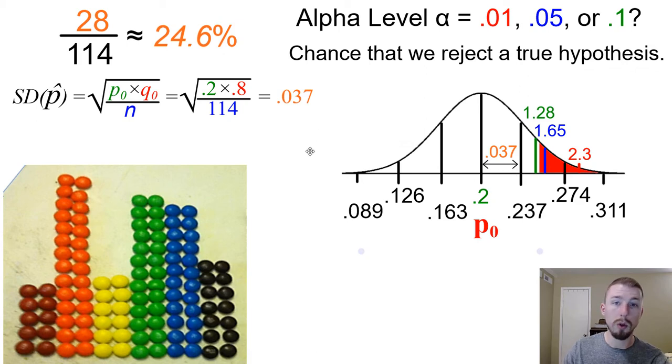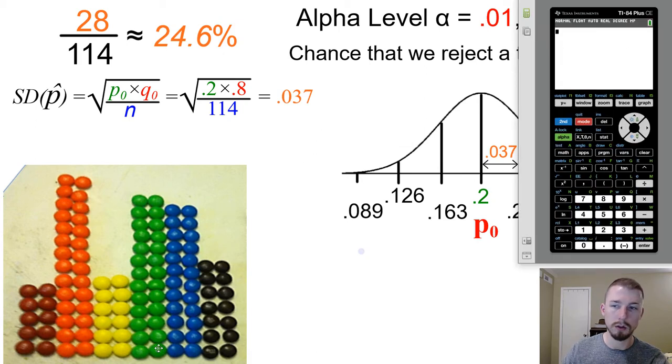All right, so if I want to put this in the calculator to find the p-value, I'll show you how to do that. We're just going to go to stat, arrow to the right to test, do a one proportion z-test. The hypothesized proportion is 20% orange. We had 28 out of 114. And then we want to know if the proportion is not equal to the hypothesized value. So it's not a one-sided test, it's actually a two-sided test. And then we'll hit calculate, and that will give us our p-value.